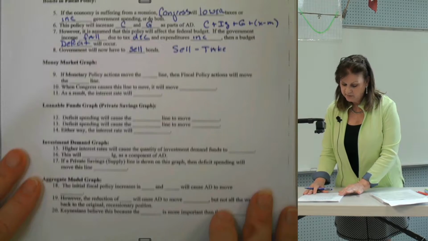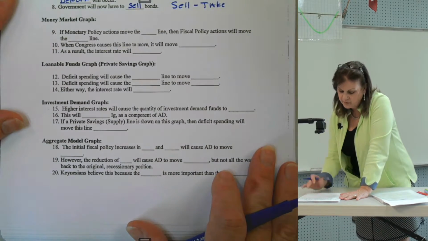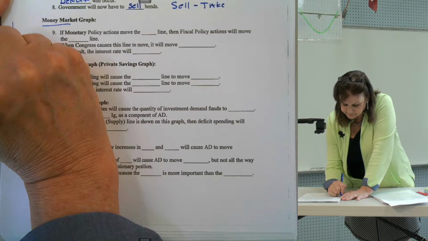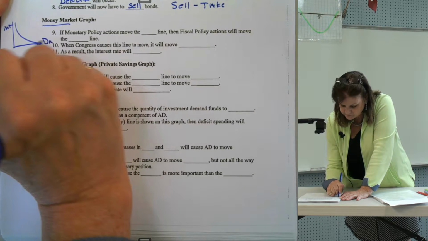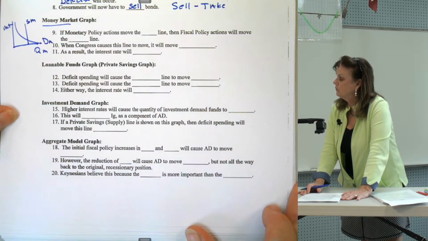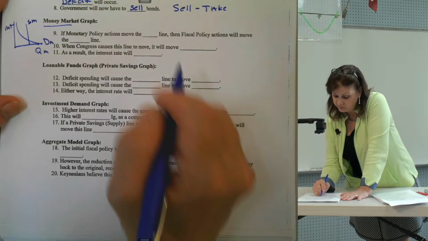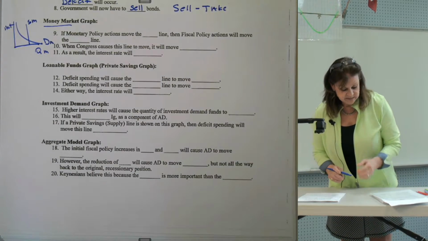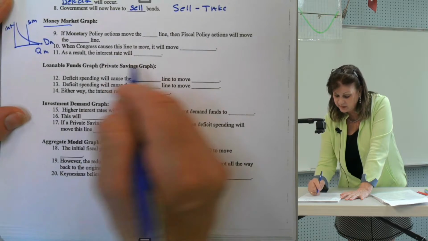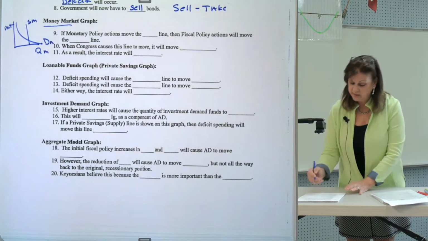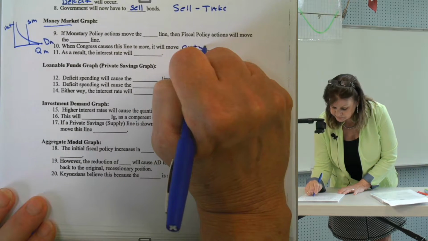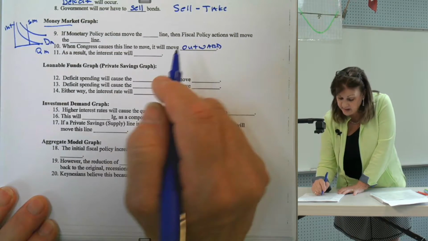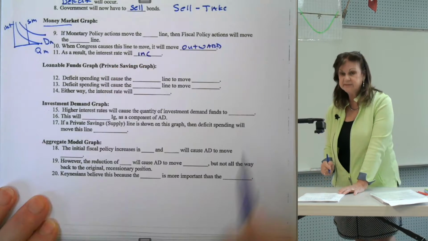Okay. Now, if the monetary actions, we're going to go to the money market graph here again. Okay. So what's going to happen here? They're going to either move the supply or the demand line. That was the graph we talked about earlier. And when Congress causes this line to move, if they're going to be selling or issuing new bonds, this curve is going to move out. And we're going to talk about the demand curve. Why? Because they're demanding money, and that causes our interest rate to increase.